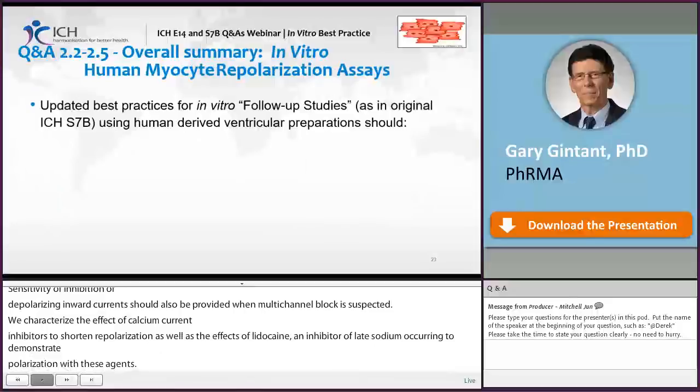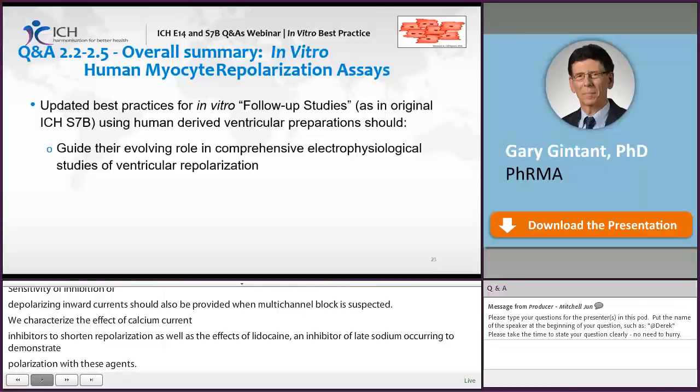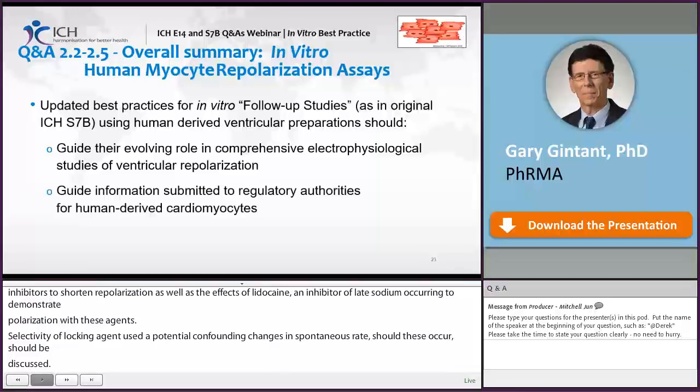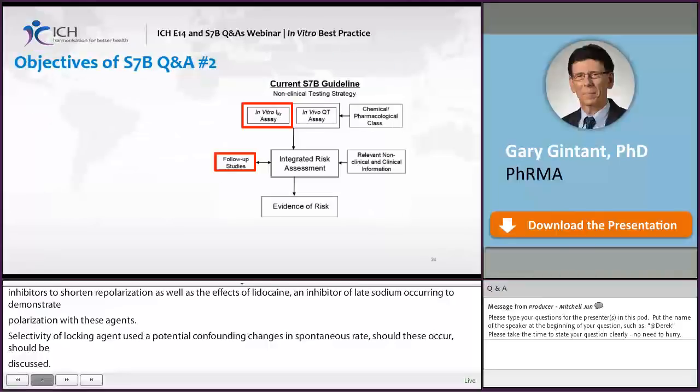So overall, these updated best practices for these in vitro follow-up studies should guide their evolving role in the comprehensive electrophysiological studies of ventricular repolarization, as well as guide the type and amount of information submitted to regulatory authorities for studies with these human-derived cardiomyocytes.